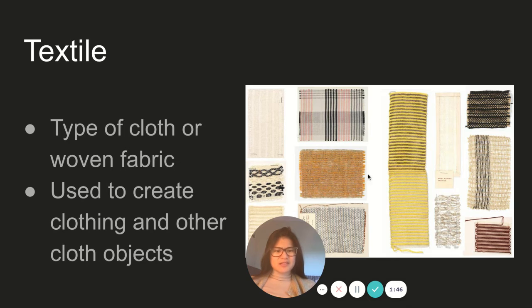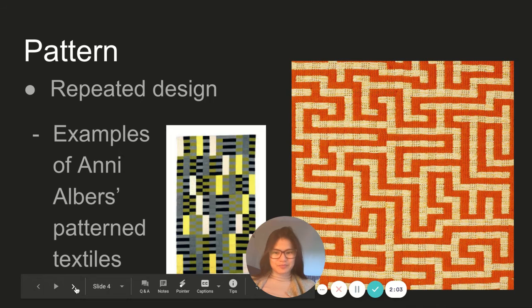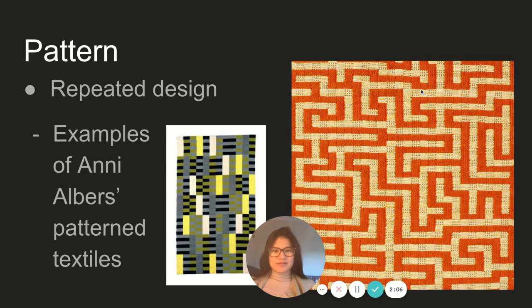So, these are some examples of textiles that Anni Albers had designed, and you can see that there are a lot of stripes in her work, or maybe these funky little patterns. Oh, I used that word pattern again. All right, so what is a pattern? These are two more examples of Anni Albers' work. So these are kind of some patterns. They are a repeated design.